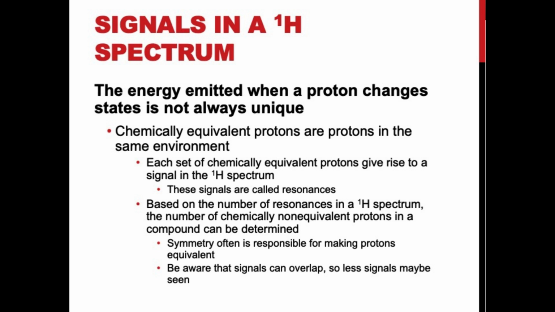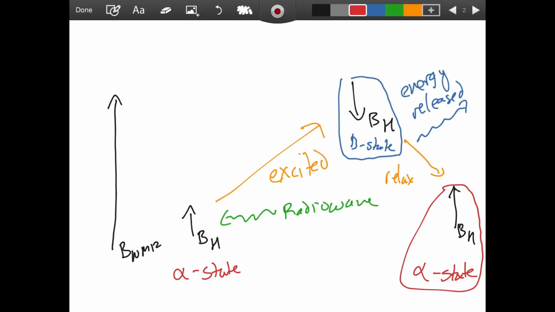These signals, I've been calling them signals. Their technical name is resonances, but six of one, half a dozen of another. You'll have to forgive me if I sometimes refer to them as peaks. I'm going to try not to, but that's just the common way of referring to them, as in, oh, how many peaks are in your NMR? Well, really, it should be how many resonances or how many signals, right? So the number of signals or number of resonances in the spectrum tells you how many chemically non-equivalent protons there are in the molecule.